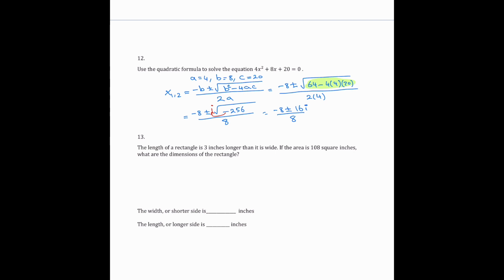That is divided by 8, so I'm going to split it. This is the same as saying negative 8 over 8 plus or minus 16i over 8, which is going to turn into negative 1 plus or minus 2i. So we have the two complex numbers: x is equal to negative 1 plus 2i, or x is equal to negative 1 minus 2i.